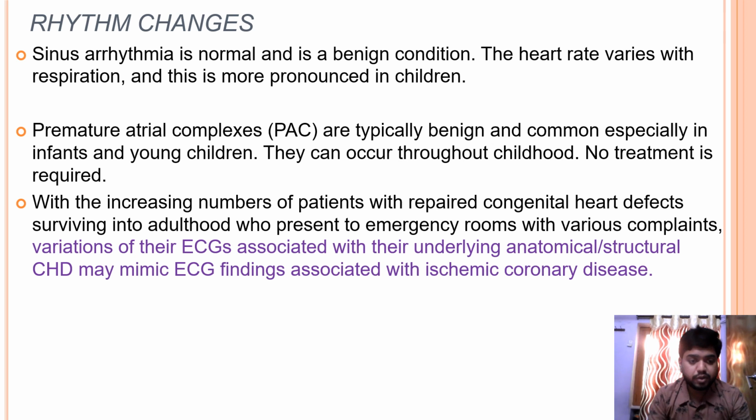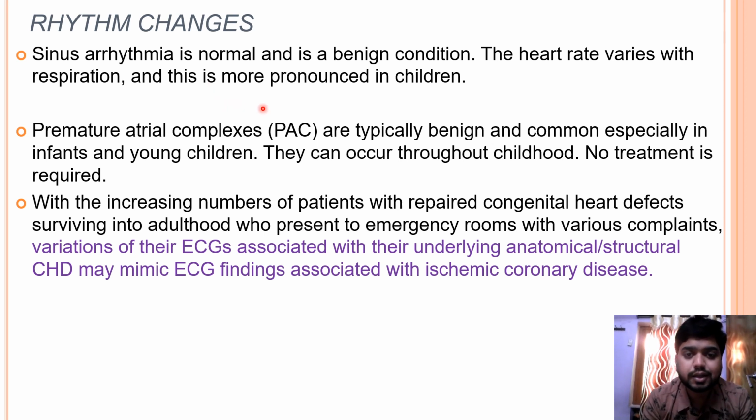Then we come to rhythm changes. So what are the rhythm abnormalities which can present in pediatrics? Sinus arrhythmia, which is a normal, benign condition. Heart rate varies with respiration. This is most common in children, and this is not going to cause any abnormality. Why is there sinus arrhythmia? This is just due to the breathing pattern. During inspiration and during expiration, it is vagal tone mediated, that is sinus arrhythmia.